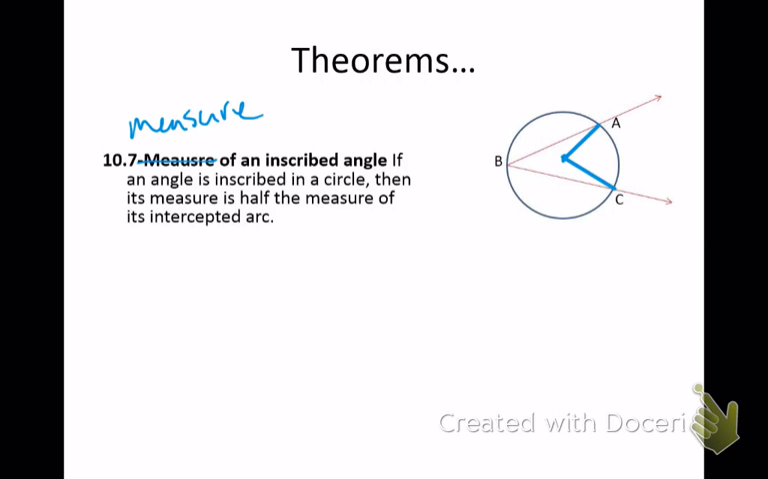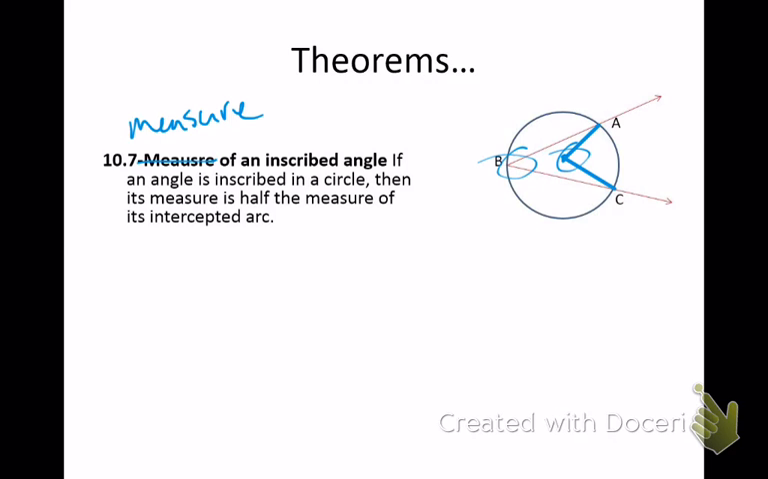They can intercept the same arc. But look at these angles. Does this guy and this guy, do they look like they're the same size? Now, I hope you're thinking to yourself, no, they don't look like they're the same size, because they're not. Central angles are going to be bigger than inscribed angles. Central angles are equal to the arcs. The arc measure and the central angles are the same. They have the same measure.